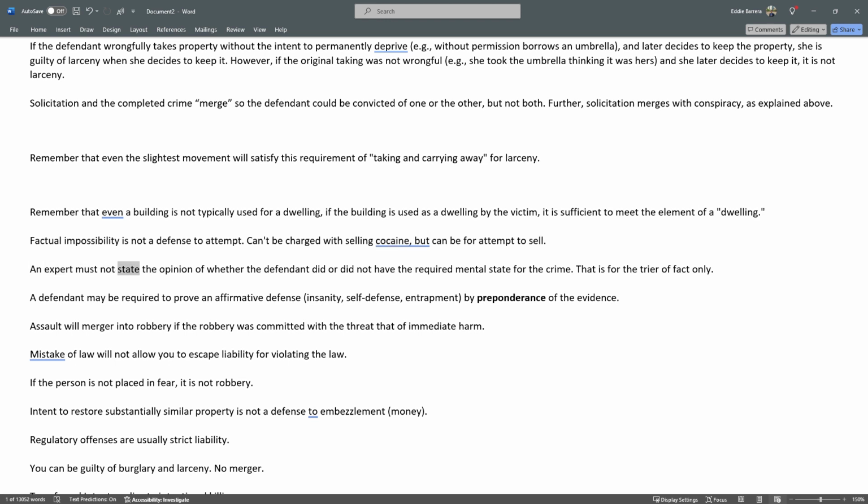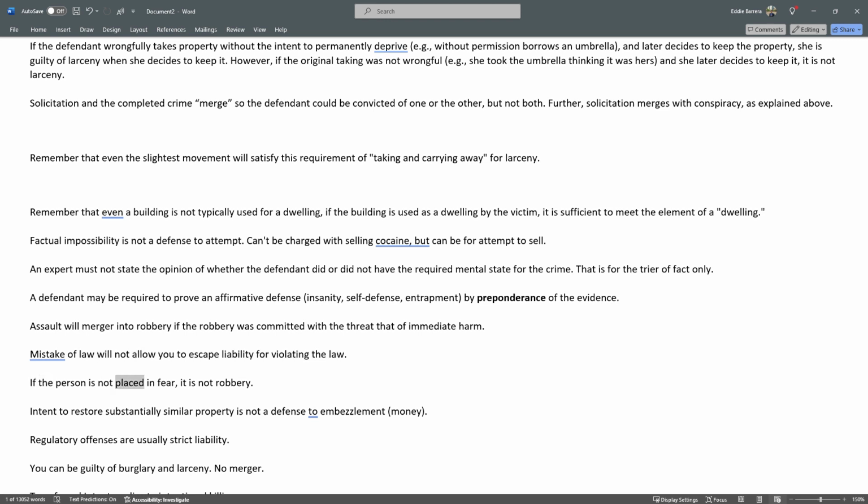An expert must not state the opinion of whether the defendant did or did not have the required mental state for the crime. That is for the trier of fact only. A defendant may be required to prove an affirmative defense, insanity, self-defense, entrapment, by preponderance of the evidence. Assault will merge into robbery if the robbery was committed with the threat of immediate harm. Mistake of law will not allow you to escape liability for violating the law.